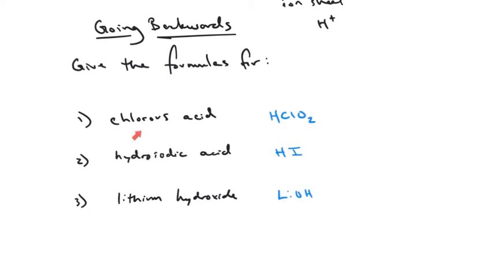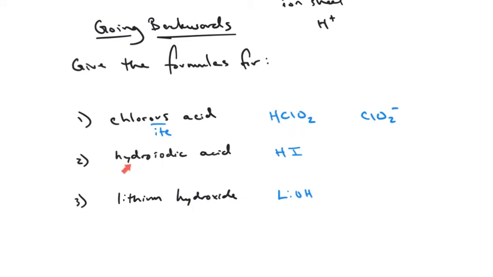Okay, so chlorous acid, there's no hydro in front, so that should tell you that this is an oxyacid. The ous in it should tell you that it came from ite previously. So then you would go to your ion sheet and find a chlorite ion, which is ClO2 with a -1 charge. So the formula should be HClO2.